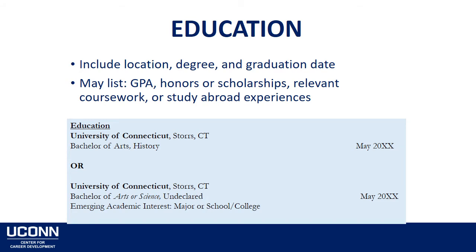If you are a first-year student or sophomore, you may list your high school education information below the University of Connecticut. Be sure to list the school name, location, high school diploma as the degree, and your graduation month and year. This information should be removed by your junior year to emphasize your more relevant college experiences.